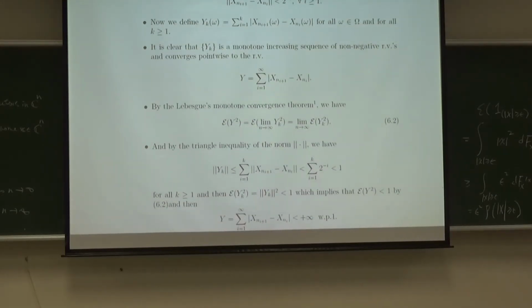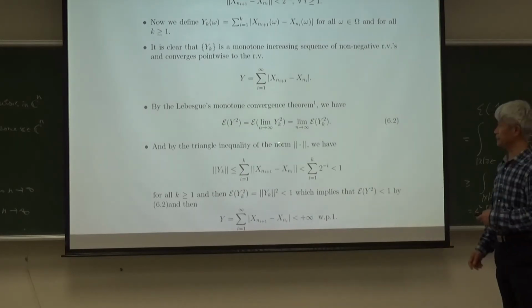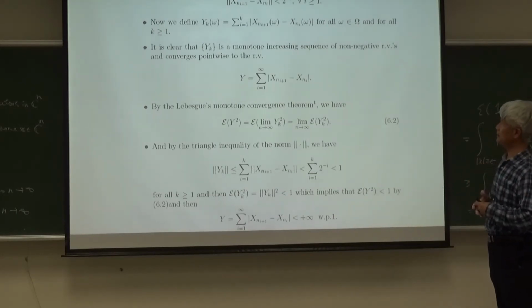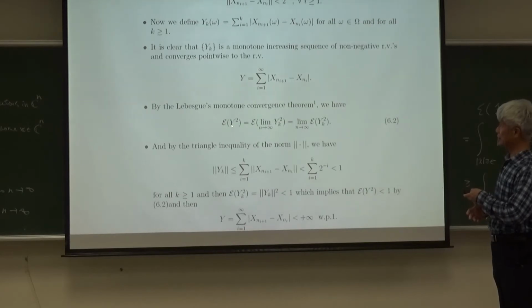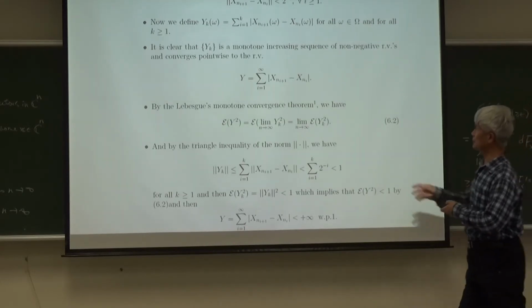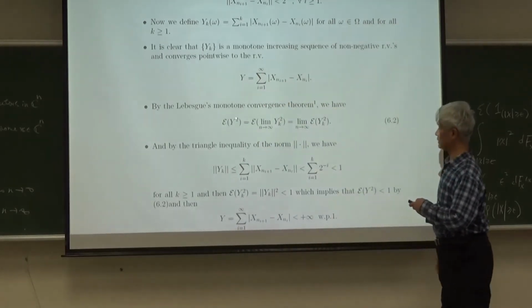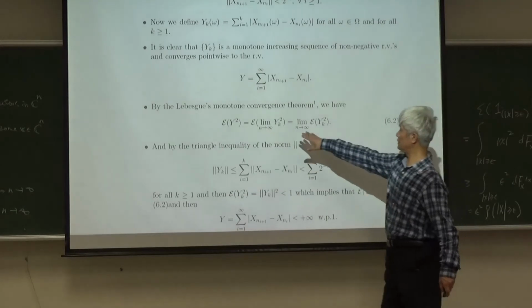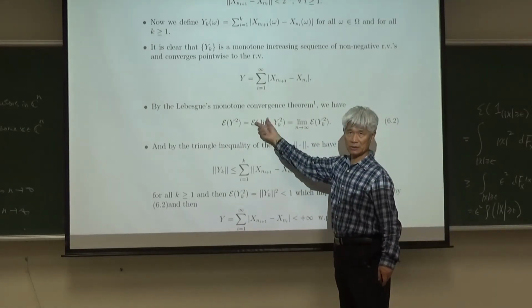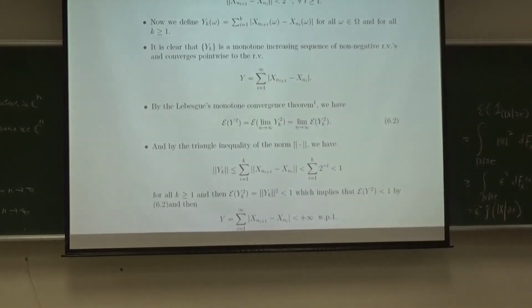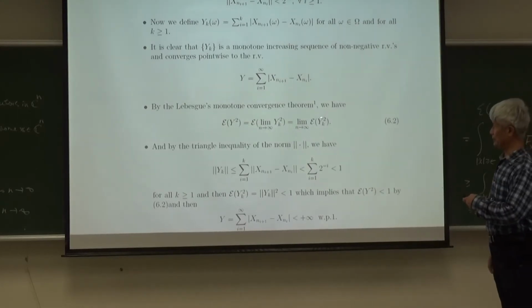And then we can apply the monotone convergence theorem. It says that if we have a sequence of monotone increasing random variables, then the expectation of the square of y, where y is the limit of y_k, we can exchange the expectation and the limiting process. So this is the basic idea of the monotone convergence theorem, and so we have this one.